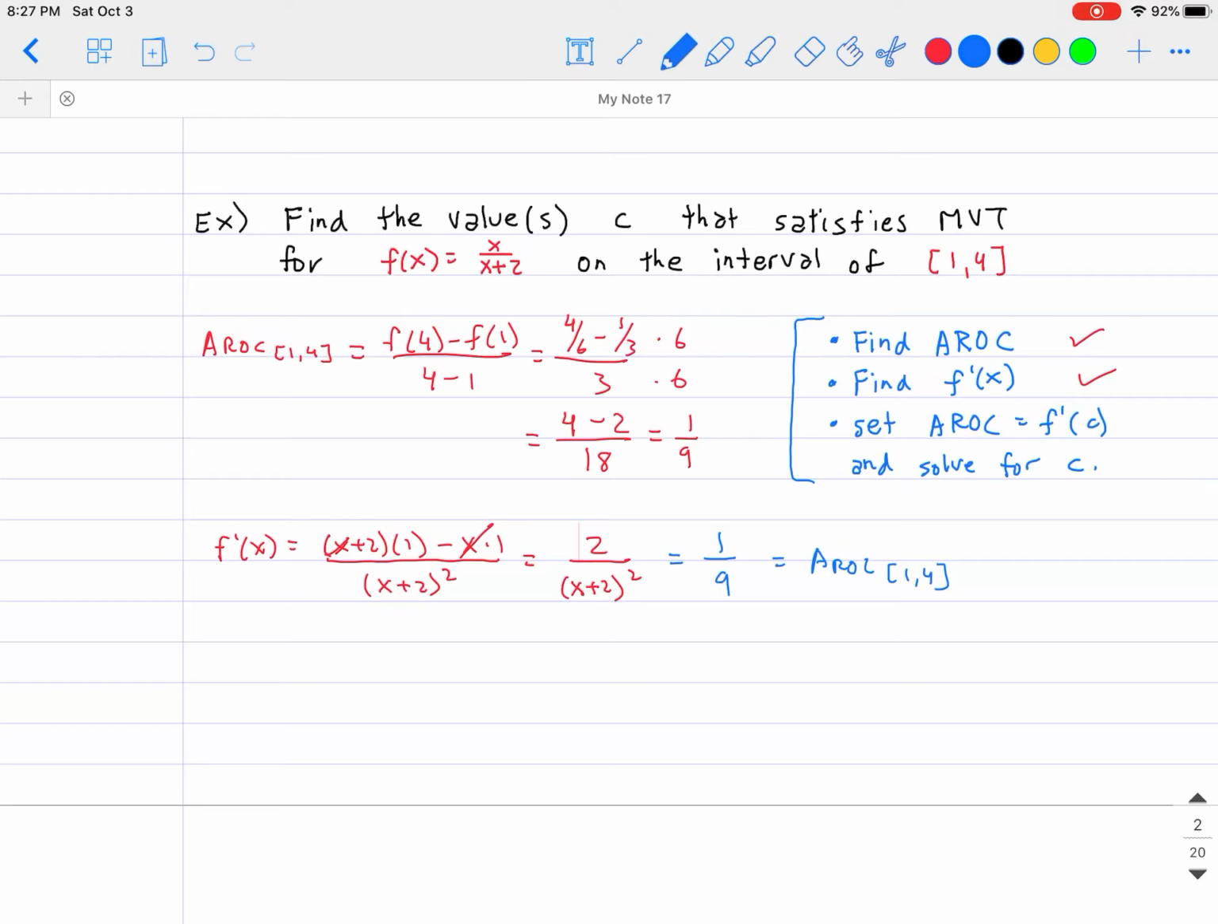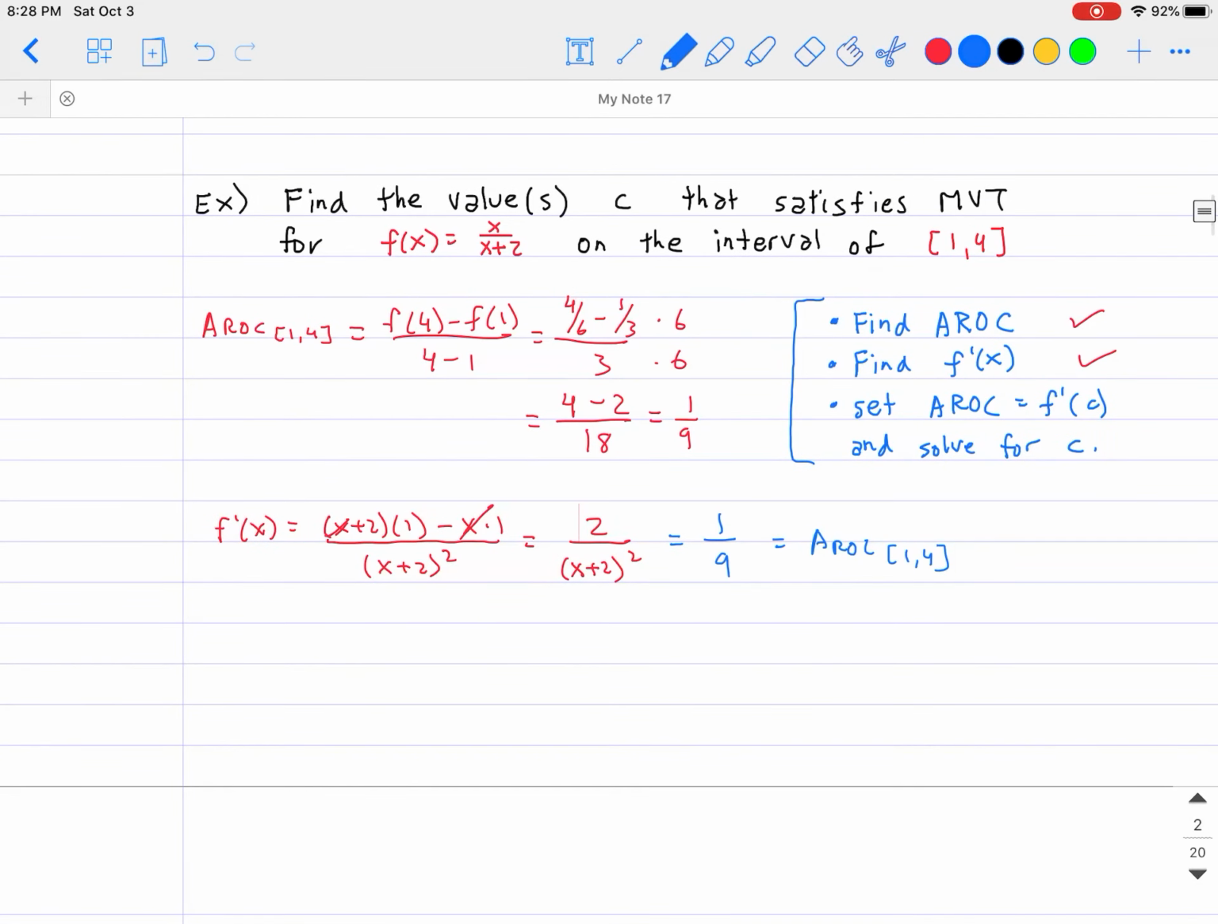So now we're going to go ahead and solve for the value of x or c, doesn't matter which one it is. So then that way we can figure out where that point is. So we'll go ahead and cross multiply. If we cross multiply here to here, we are going to get 18 is equal to (x plus 2) quantity squared. Take the square root of both sides. So we now have the square root of 18 is equal to x plus 2.